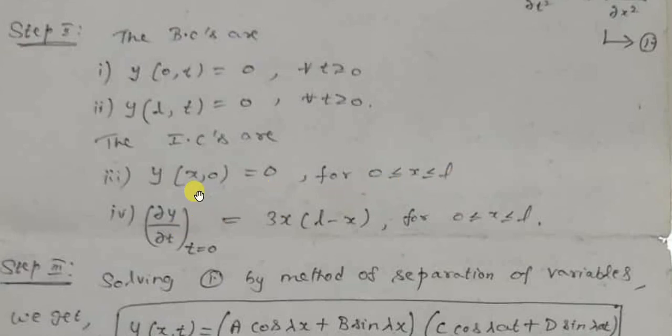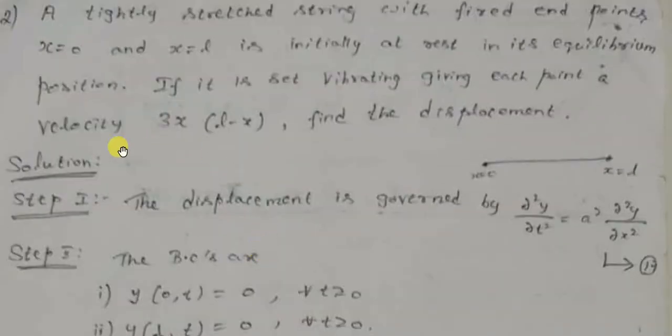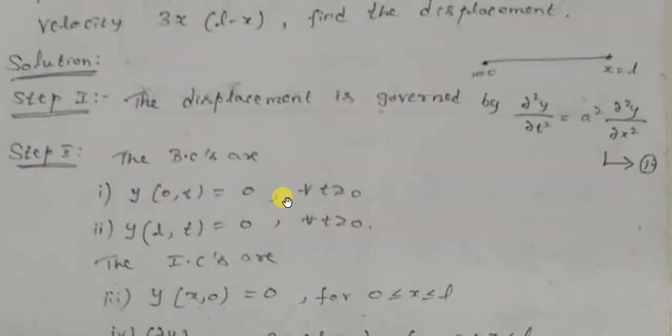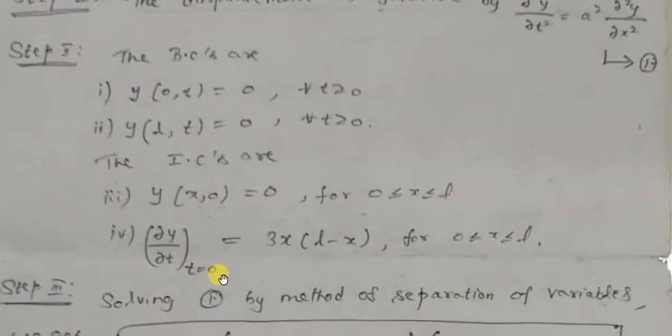And the fourth condition is velocity. Velocity at time t equal to 0, in the problem itself it is given velocity is 3x into L minus x. So dou y by dou t at time t equal to 0 is equal to 3x into L minus x for x varies from 0 to L. So these are the four boundary conditions you have to list here.